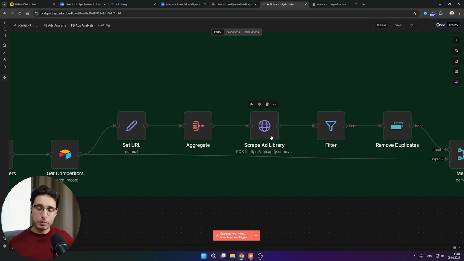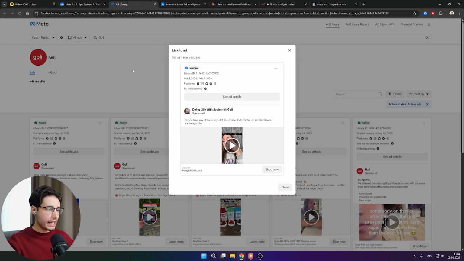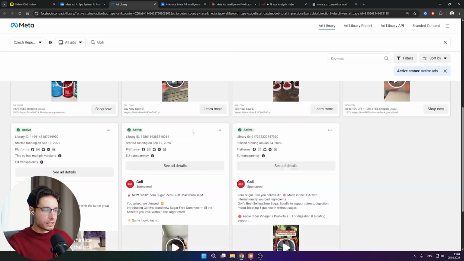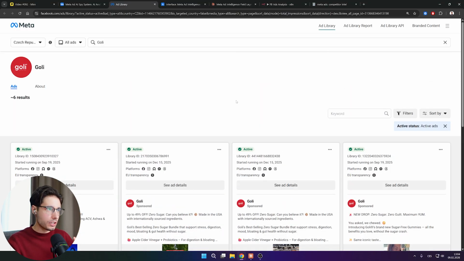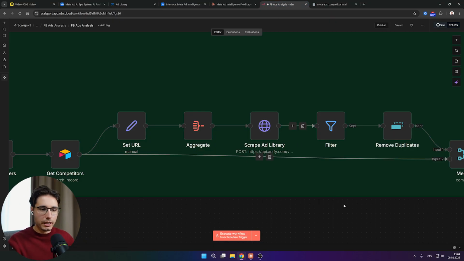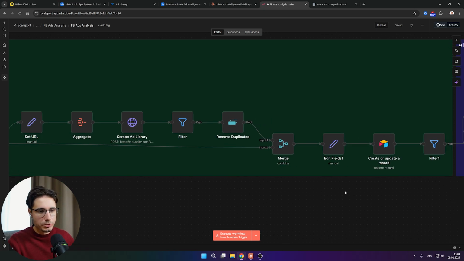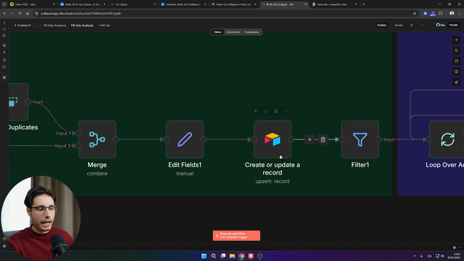So we have a specific Apify scraper that allows us to get all of the data from the Meta Ads Library. It automatically scrapes all of the ads that are currently active in the ads library right here. So if we have Goli, for example, all of their ads in a specific market, in this case the US, are scraped. And then our system filters out the duplicates, so it figures out what's already in our system, so we don't create duplicate entries. And then everything is inputted back into our Airtable database, right?